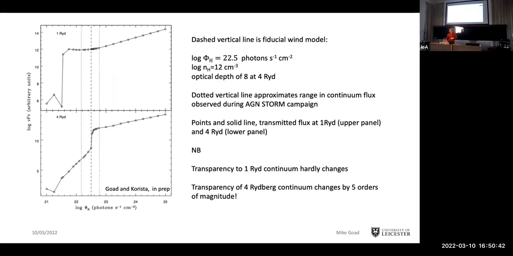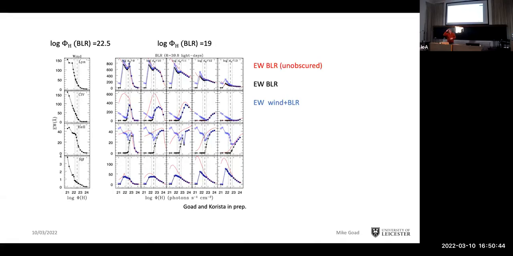And so what I tried to do, just to wrap up, I've got probably a few minutes, I guess. Is that right? Yeah. Okay, so on the left here we have the wind emission, so the equivalent width in the wind. On the right, we have the unobscured BLR in red, and the wind-shielded BLR in black. The blue is the sum of the two.